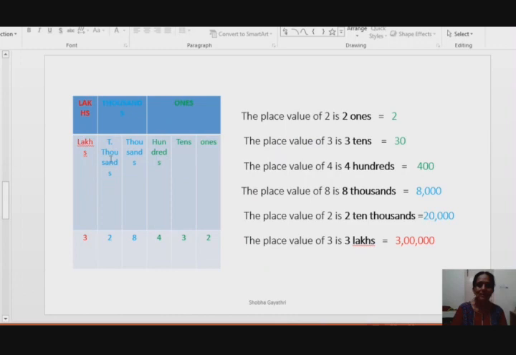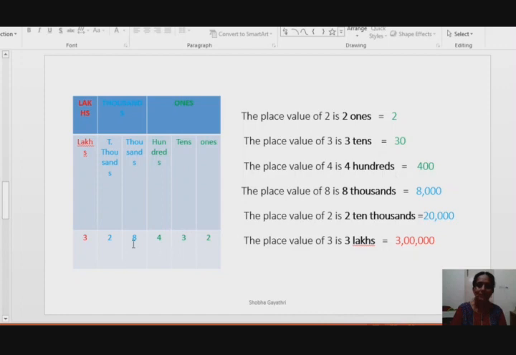Let us see. Here, 2 is in the 1's place. The place value of 2 is 2 ones. That is 2 into 1, it is 2. 3 is in the 10's place. Its place value is 3 tens. It is 30. The place value of 4 is 4 into 100, 400.